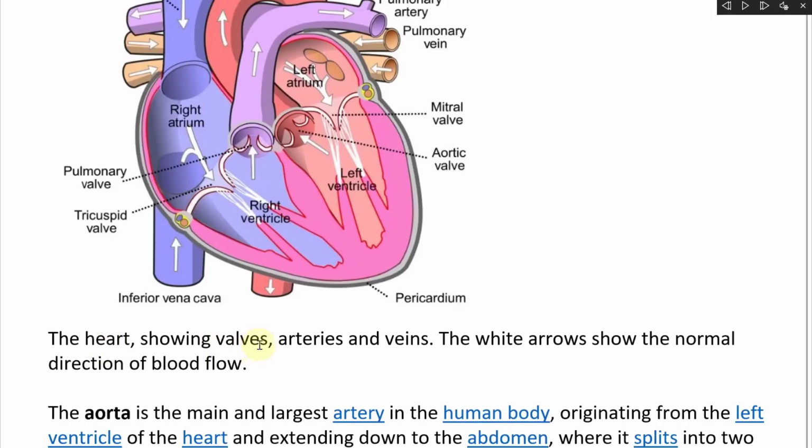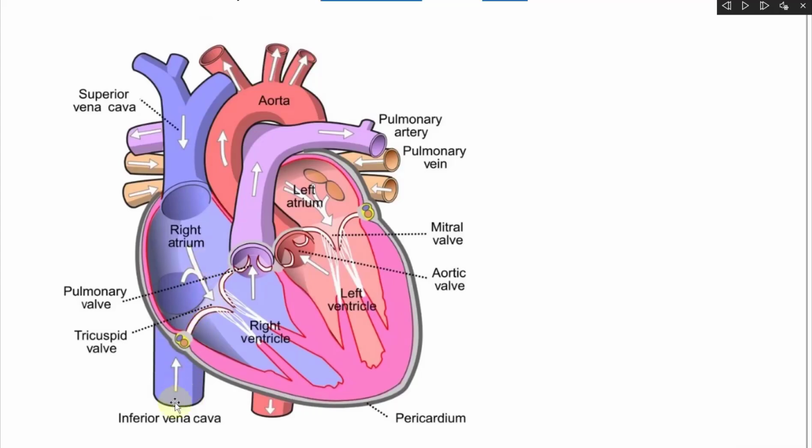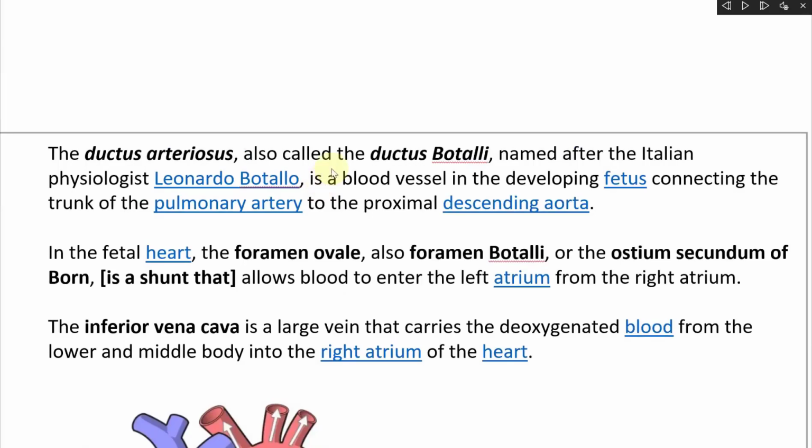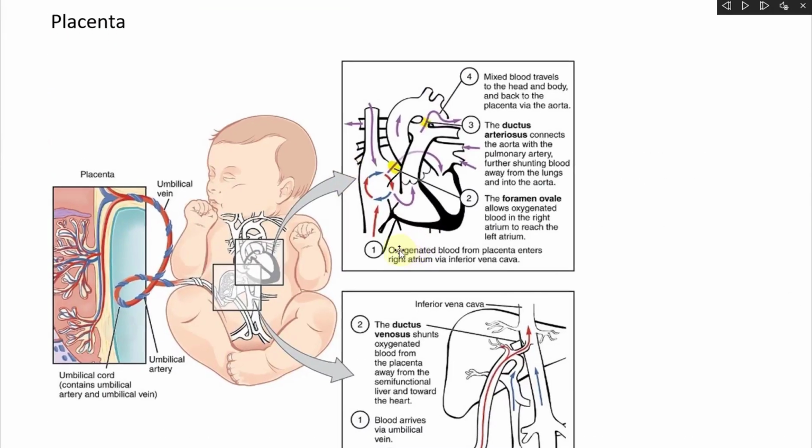Okay, so the heart showing valves, arteries, veins, and the white arrows show the normal direction of blood flow. The normal one goes from here, then goes down here, as well as this goes down here, and then this ventricle goes up to the pulmonary artery. There's the pulmonary vein going to the heart, going down here. Very fascinating. All right, let's keep scrolling up. So that is the inferior vena cava.